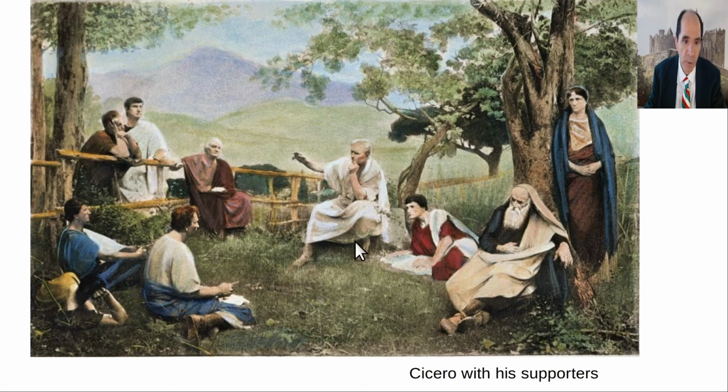Here's Cicero with his supporters. And Cicero was the best orator, the most brilliant man in Rome, but he was also a little bit wimpy and a little bit unrealistic at times, you know. He should have supported Octavian. He screwed up big time by not supporting Octavian.